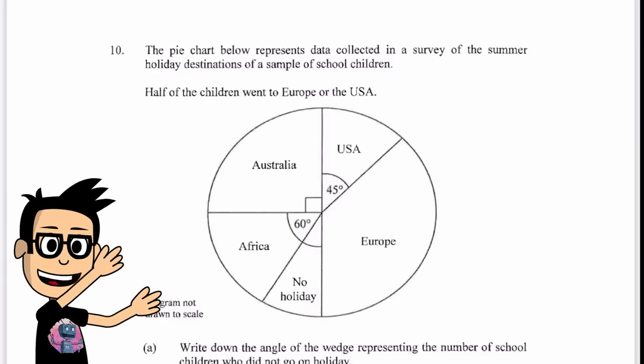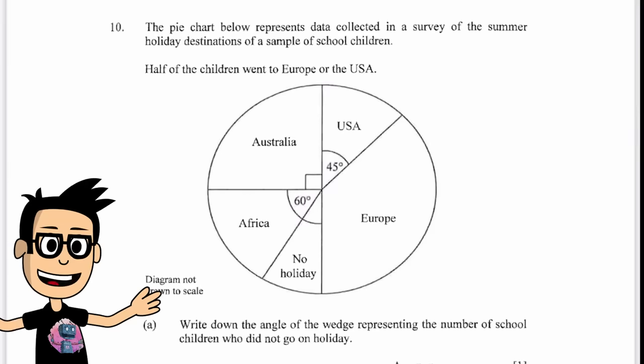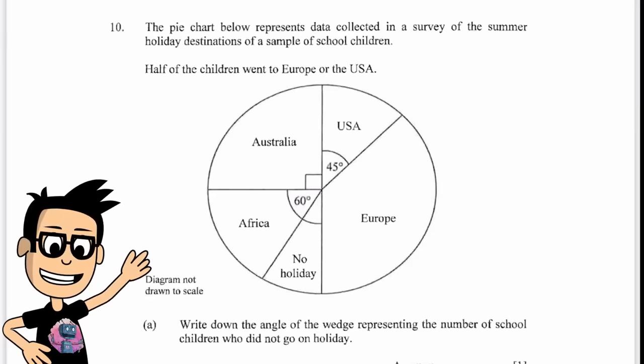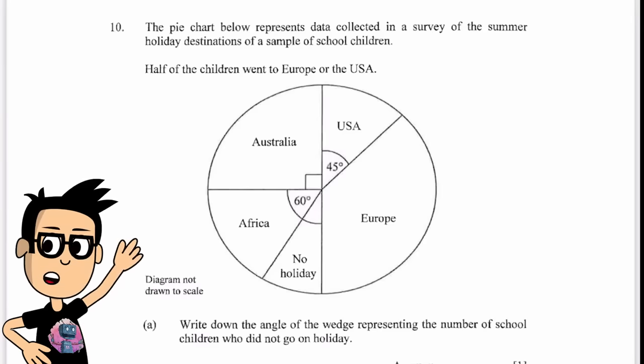So let's get started. The pie chart below represents data collected in a survey of the summer holiday destinations of a sample of school children. Half of the children went to Europe or the USA. Write down the angle of the wedge representing the number of school children who did not go on holiday. And that's the no holiday section.